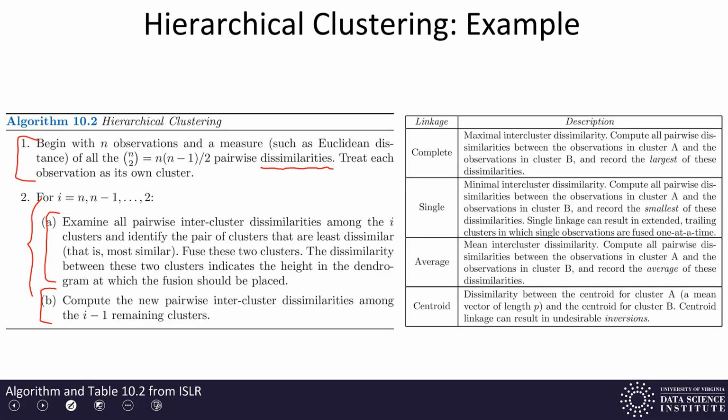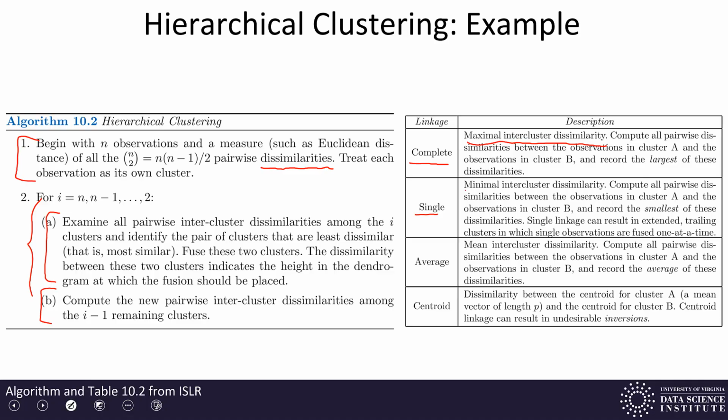Now there are a couple of different linkages, which are the ways for computing the similarities between 2 different clusters. The first way to compute the distance between clusters, which is what we used in our previous example, is the maximal intercluster dissimilarity. That's computed by computing the pairwise dissimilarity, or we'll just call it a distance, between all pairs of observations in the 2 clusters, and taking the largest of those.